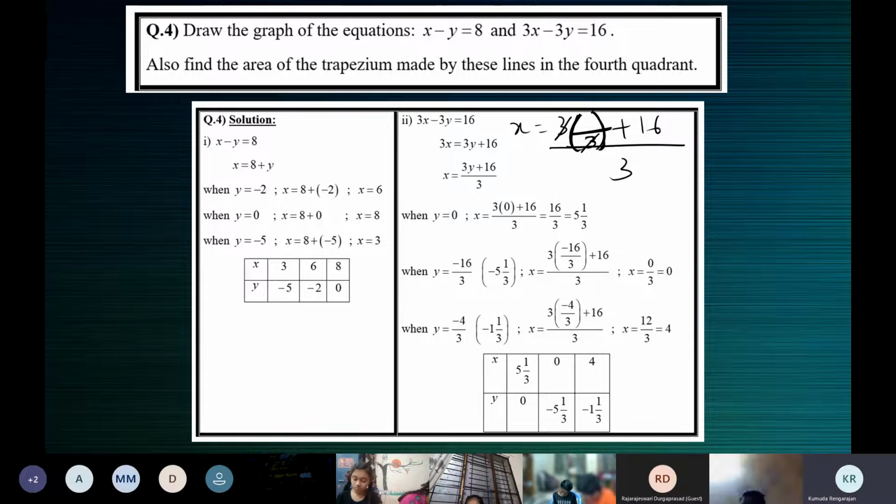Then in the numerator, since we have a plus 16 here, Rajeshwari, I think you've enabled your mic. Disable your mic, Rajeshwari.